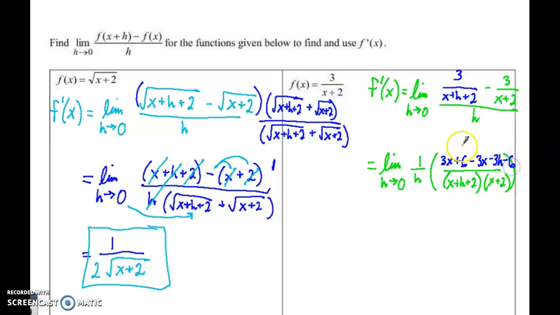Minus 6. And what you'll notice there is the 3x's cancel, the 6's cancel, so I have negative 3h. Oh, I can cancel out now this h with that h. So now I'm ready to plug in 0 for this denominator. And what I have is still a negative 3 in the numerator over, plugging in 0 right here is just x plus 2, squared.